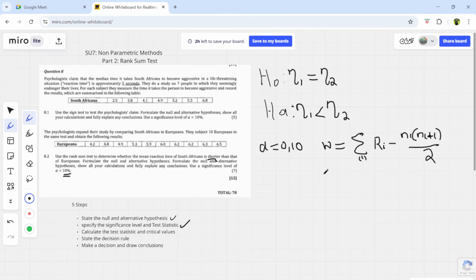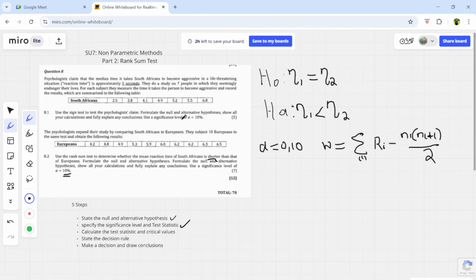So now, before we get to this, we need to rank our values. Now, we say we're calculating the sum of rankings for the first sample, but when we do the rankings, we do them all at the same time. Like I said, this one is going to be an easier one because these are in order.